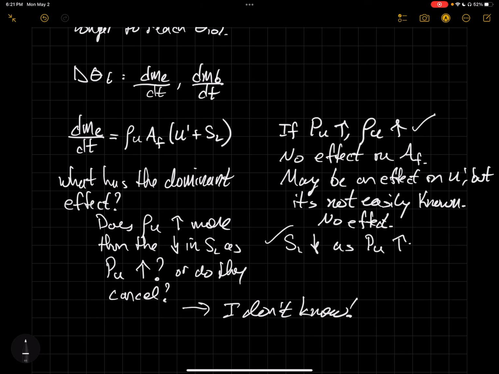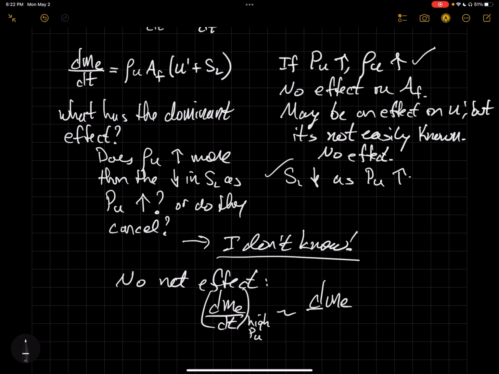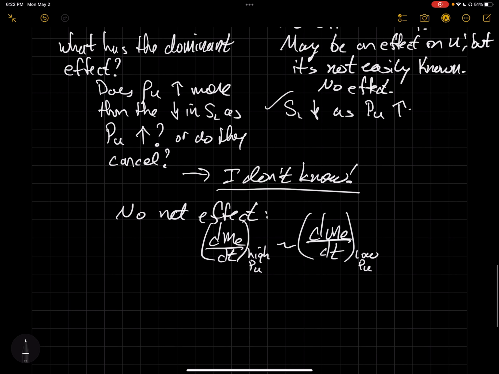I'd have to really dig into actually putting some numbers to this to make a quantitative assessment whether or not the entrainment rate is increasing as I increase the unburned gas pressure. So when this happens, I'll basically just say, well, I don't think that there's a net effect. So I'll say that there's no net effect, that the entrainment rate, dm_e/dt, of the high unburned gas pressure situation is about the same as the entrainment rate of the low unburned gas pressure condition, okay?